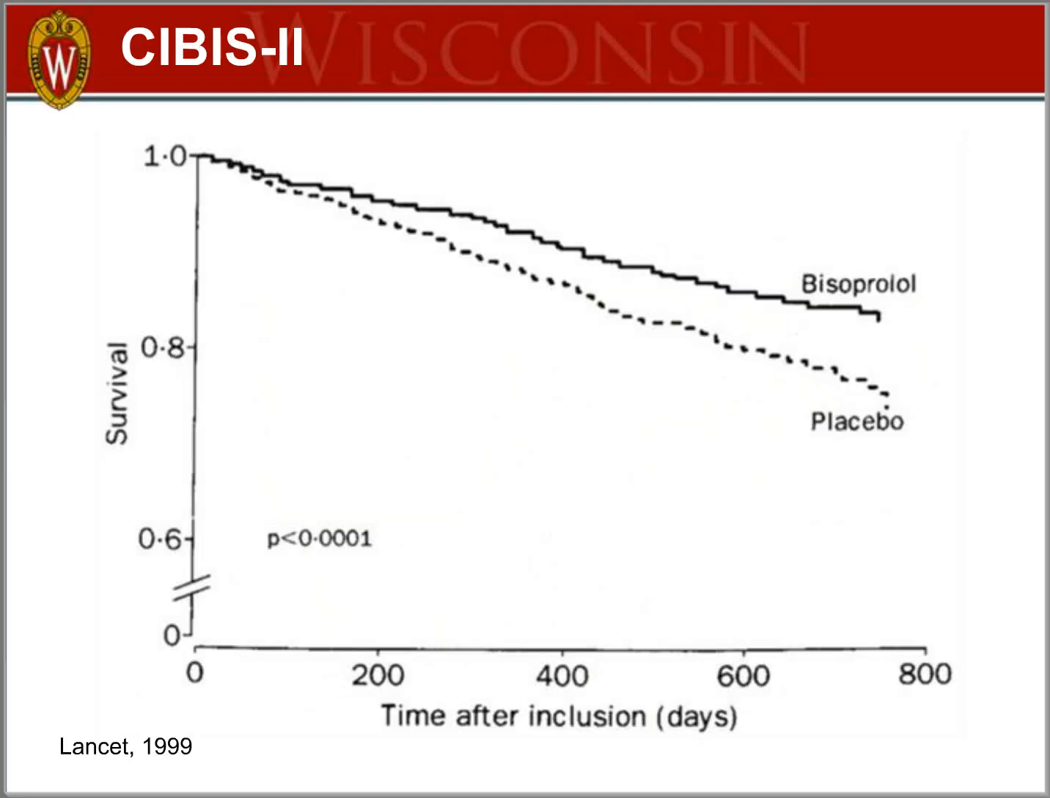A second trial called the CIBIS trial, CIBIS 2 as a matter of fact, also using another beta blocker, bisoprolol, similar design, demonstrated a highly significant reduction in mortality for those on bisoprolol. Here are the Kaplan-Meier survival curves, confirming the results of MERIT.